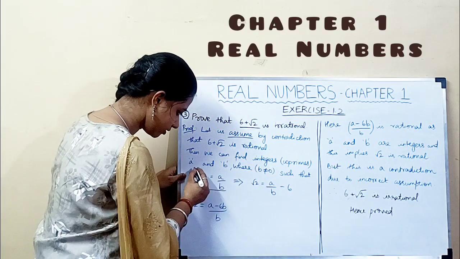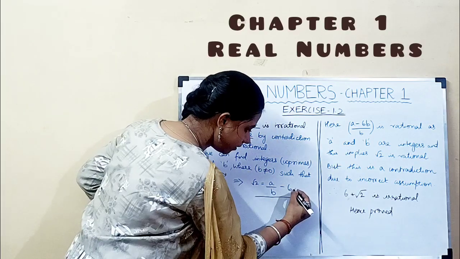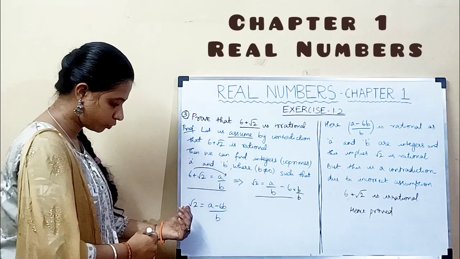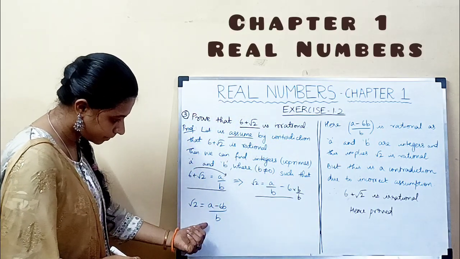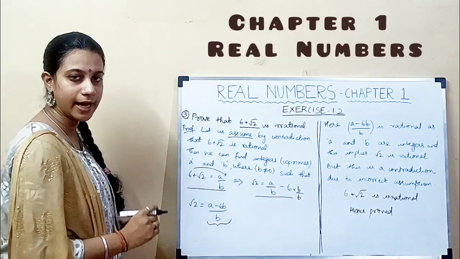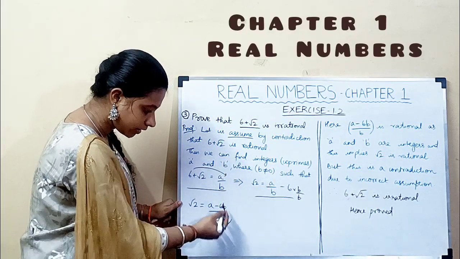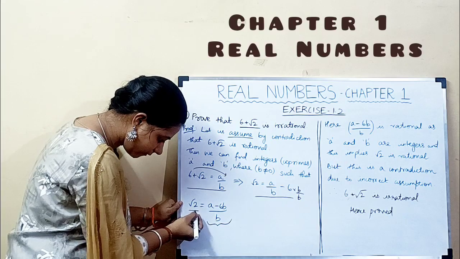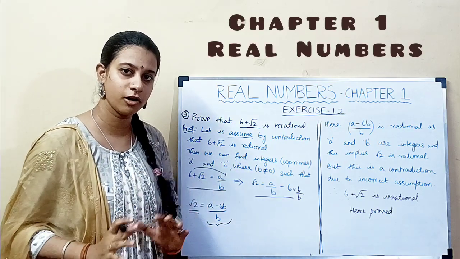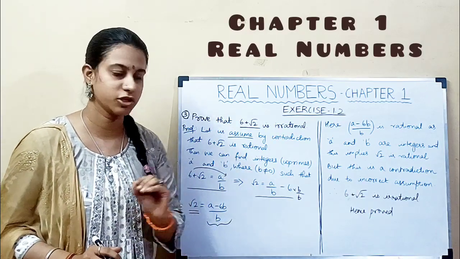Now taking this 6 to the other side, we get root 2 is equal to a by b minus 6, and by taking LCM we get the form root 2 is equal to a minus 6b by b. Now this part is rational since a and b are integers. If the right hand side of the equation is rational, then obviously the left hand side will also be rational. Then we will get root 2 is rational, but we already know that root 2 is irrational. So this is where the contradiction arises.